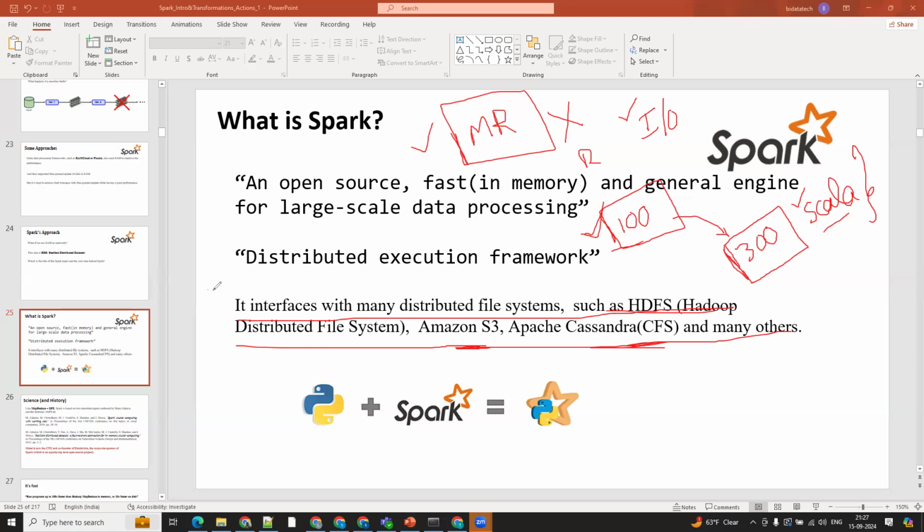Now, this is the biggest advantage, guys, with Spark. Spark is a generic framework, right? That framework can interact with HDFS, S3, Cassandra, ADLS Gen 2, and GFS as well. But MapReduce used to read the data only from HDFS, not from other clouds. Then it became very famous.